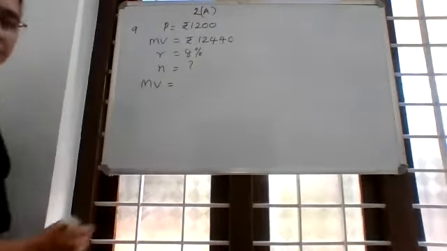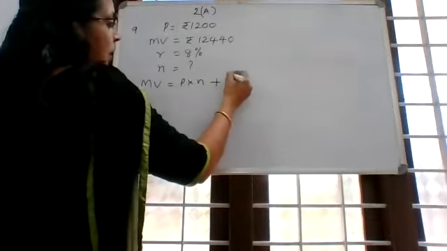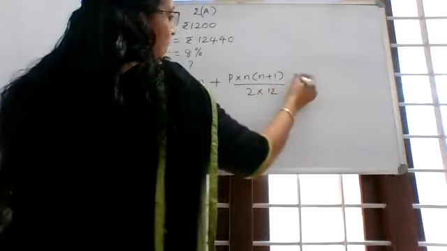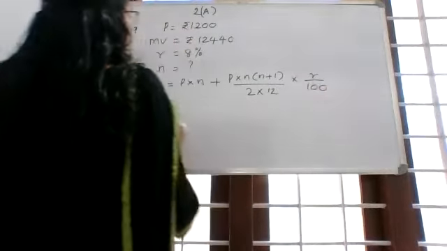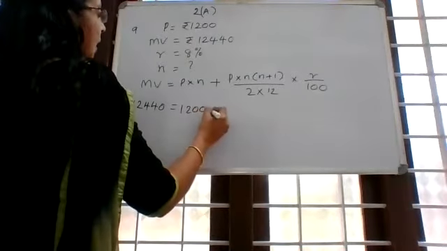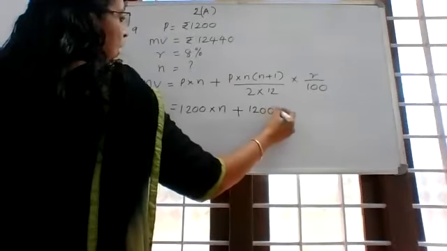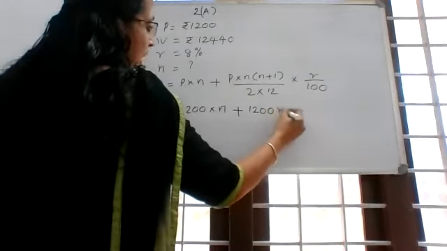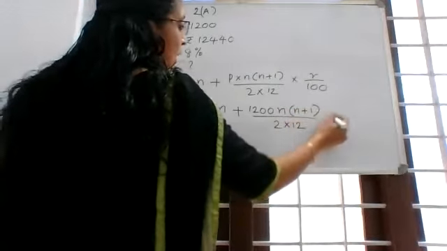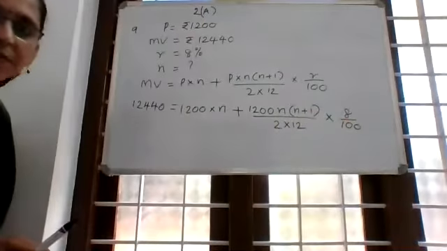Start writing. MV is equal to P into N plus P into N into N plus 1 divided by 2 into 12 into R by 100. Substitute the values: 12440 is equal to 1200 into N, we don't know, plus 1200 into N into N plus 1 divided by 2 into 12 into 8 by 100. Up to this, right? After that we get.